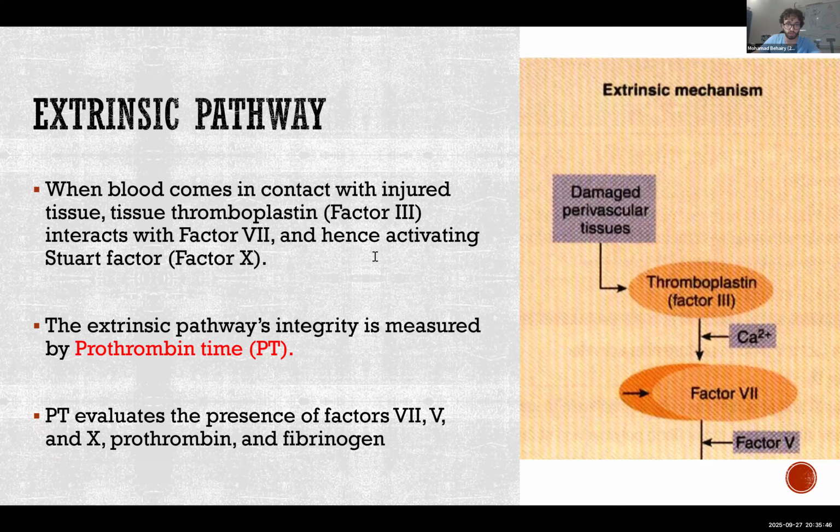Do we measure it by injuring the patient? That's one way of measuring it, yes. Like a small cut. Is prothrombin the same as factor 2? Prothrombin is another name for factor 2, yes. This question popped up in an MCQ.